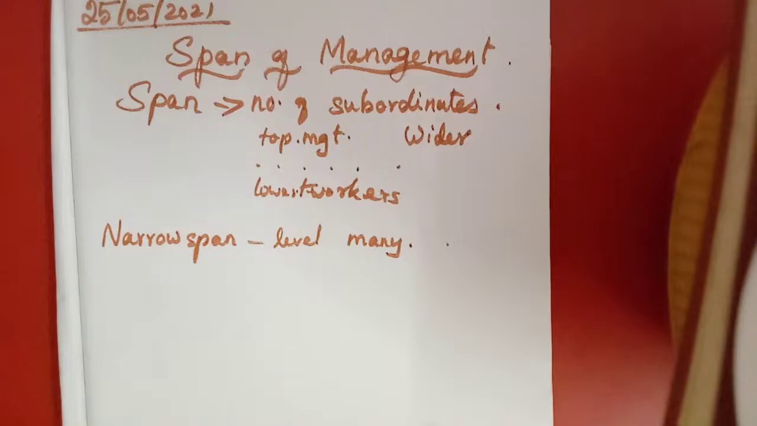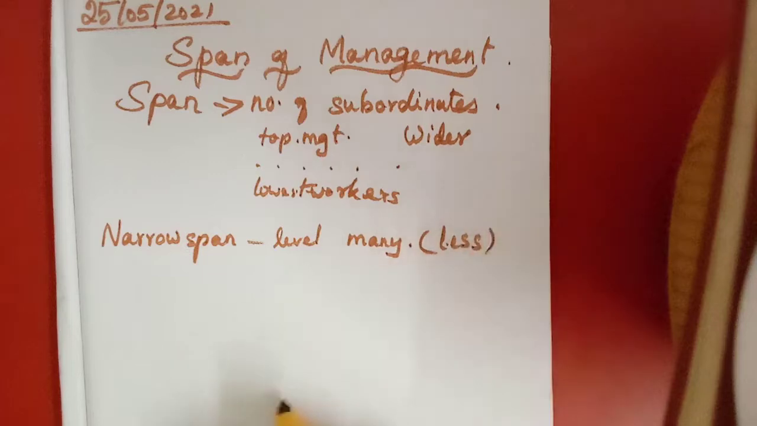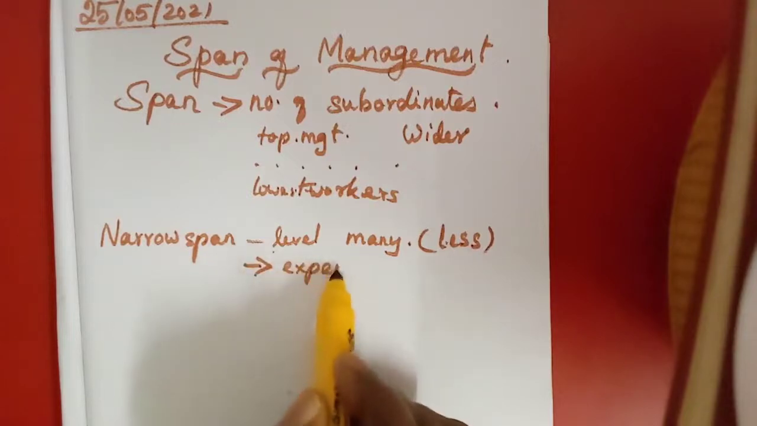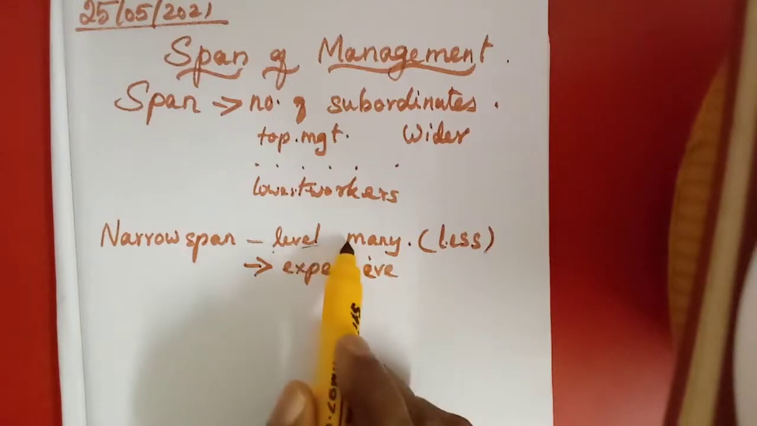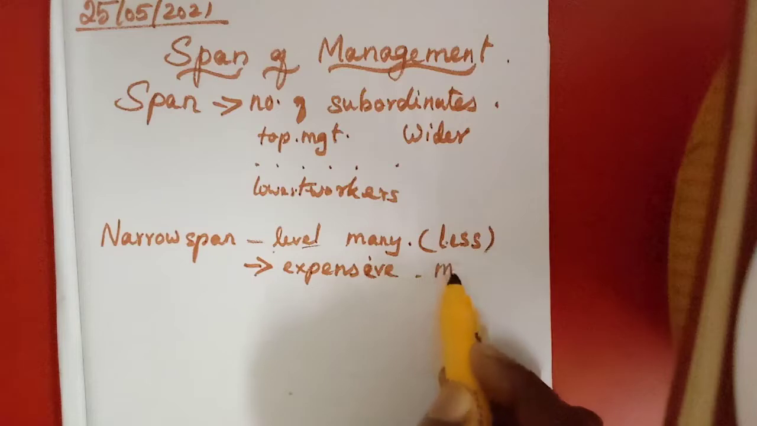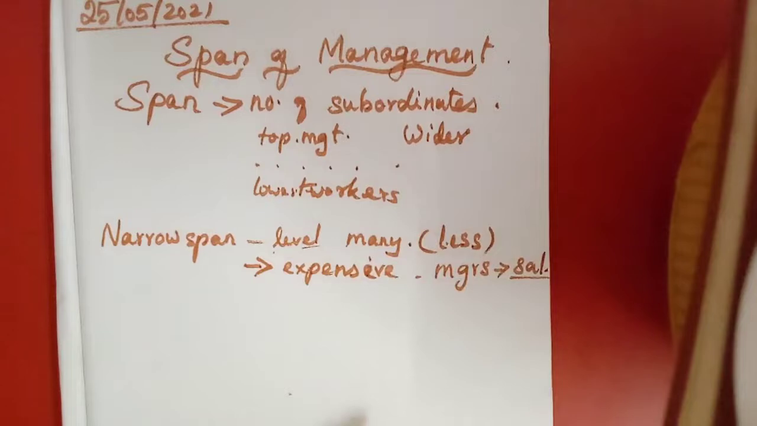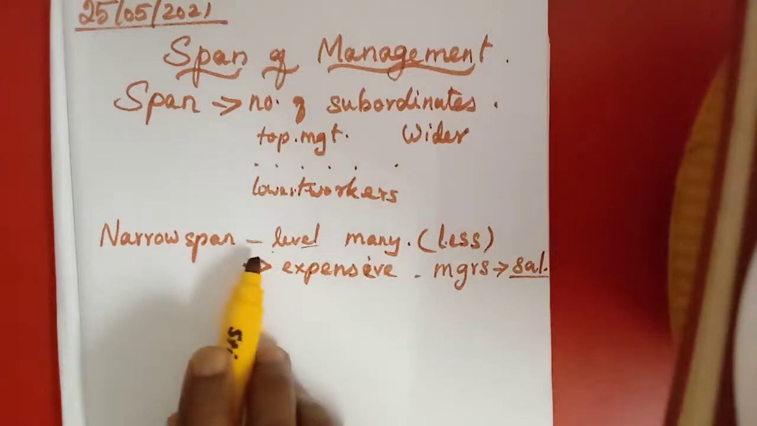All these levels will be many, but the number of subordinates under each will be less. Here it is difficult and expensive for the organization. Why expensive? Because there are many levels, they have to appoint many managers. For these managers they have to pay the salary, the remuneration, maybe the commission along with it. So it will be an expensive thing for the management, for the owners.